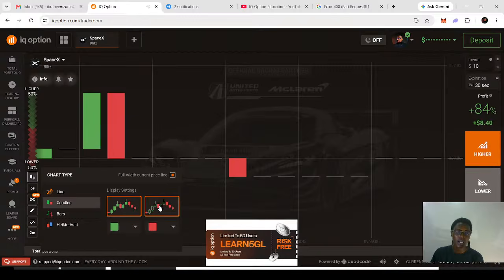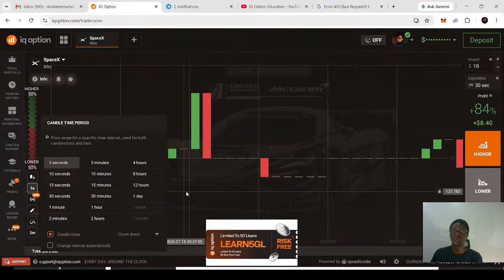Okay, so the next thing we're going to do is change the candlestick time frame to 1 minute. You can come right here and see candle time period. The default would be 5 seconds. So it is very important for you to change the candlestick time frame so that you can have a clear picture of what is actually going on in the market, and it will help you make a better decision when executing your trade.